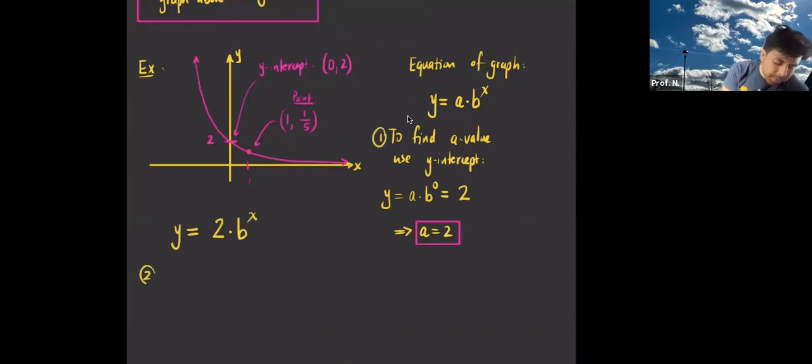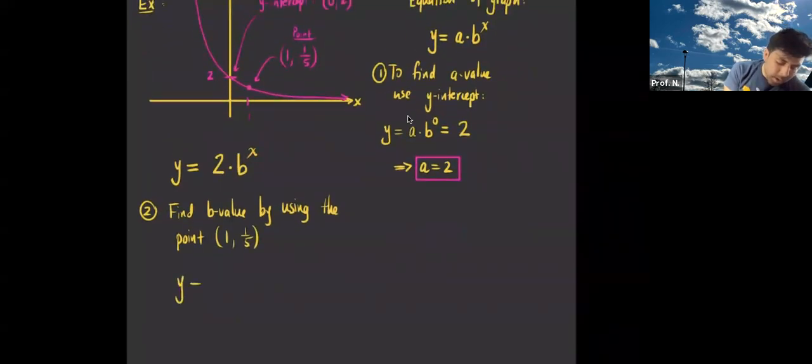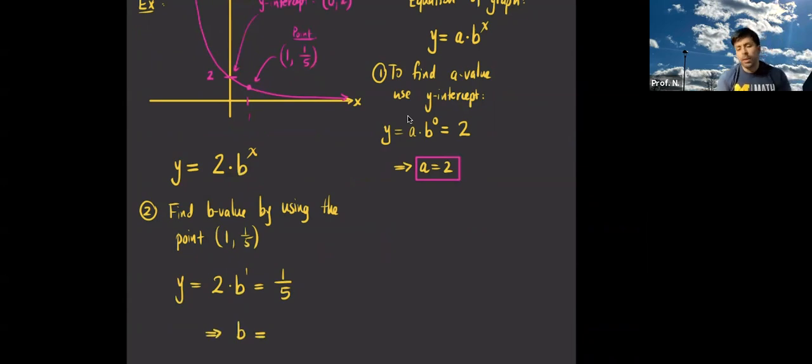And the second part is find the b value by using the point 1 comma a fifth. So what does that mean? y equals 2 times b to the first power, and this has to give me 1/5. So what does the b value equal? What does my b value equal if 2b equals a fifth?